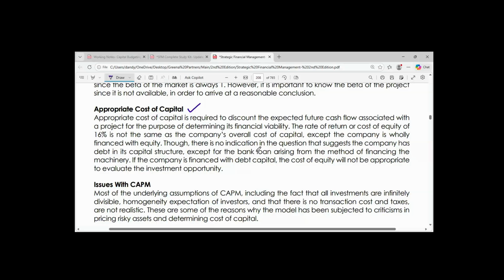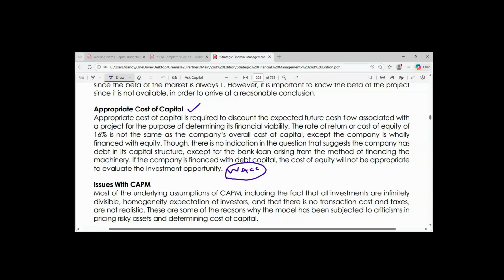So if the company is financed with debt capital, the cost of equity will not be appropriate to evaluate the investment opportunity. In that case, what we need is the weighted average cost of capital, because we have calculated the cost of equity using CAPM and we arrived at 16%. If the company has debt in its capital structure, that means this 16% will not be appropriate because you have to use WACC. Your cost of capital must be consistent with the risk associated with the project. Okay, so that's another issue.